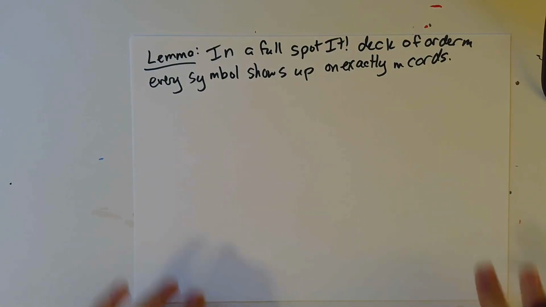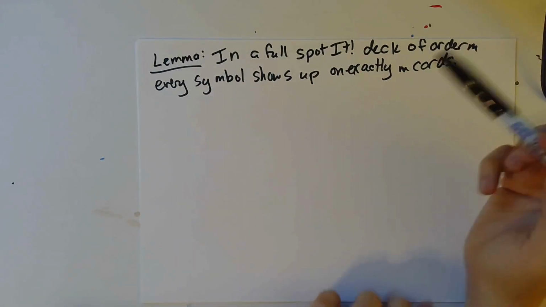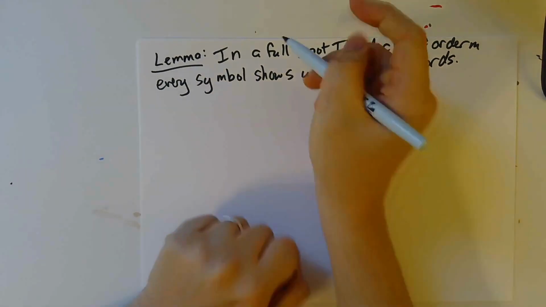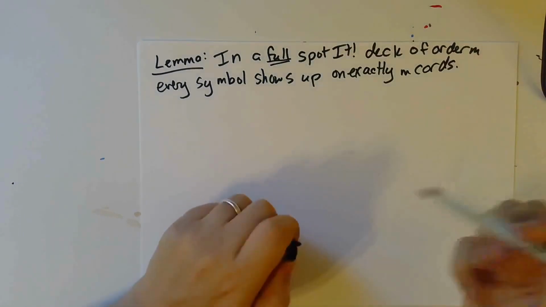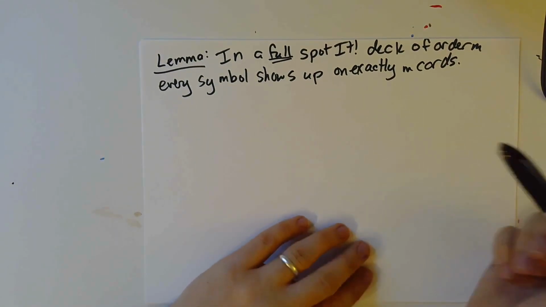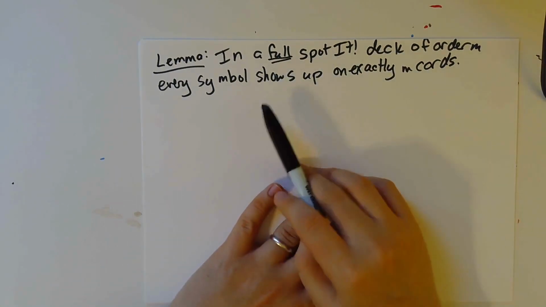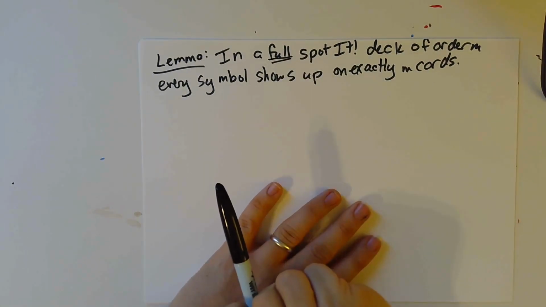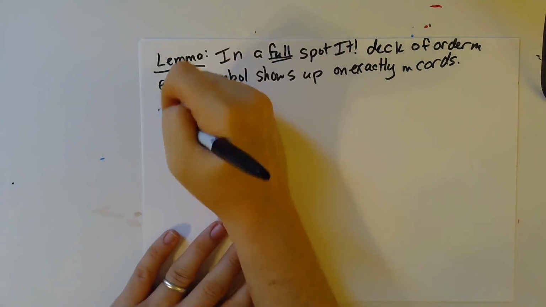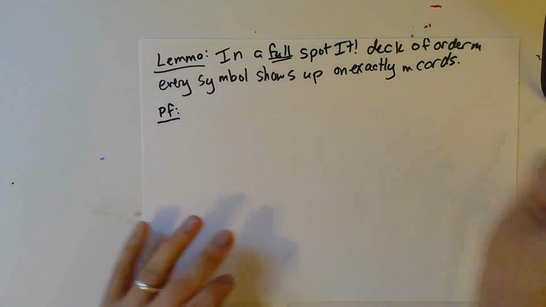You might recall we proved something kind of similar to this way back in an earlier video, but now we get to prove this exactly because we have this full hypothesis, which, remember, adds the condition to all of our previous conditions that every pair of symbols now has to show up on a unique card. So let's prove this lemma.